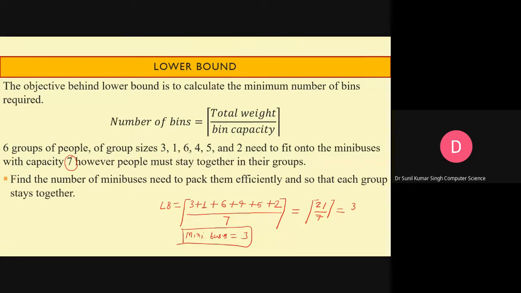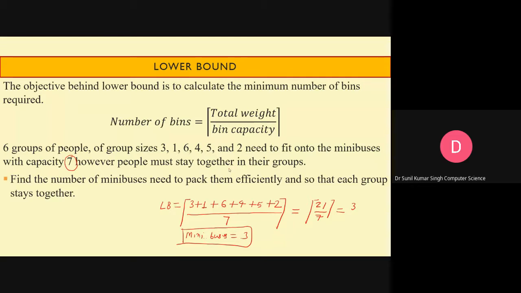Similarly, here you can see there are 6 people. तो ये भी जब किसी बस में बैठेंगे तो 6 एक ही बस में बैठेंगे. ऐसा नहीं होगा कि 5 किसी और बस में और एक निकल के किसी दूसरी बस में चला जाए. बिल्कुल ऐसा नहीं होगा. So that's the reason it is mentioned here: people must stay together in their groups.